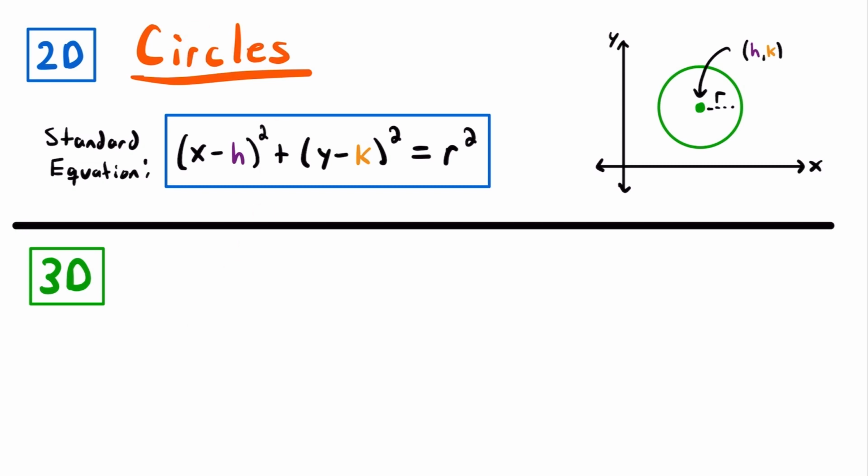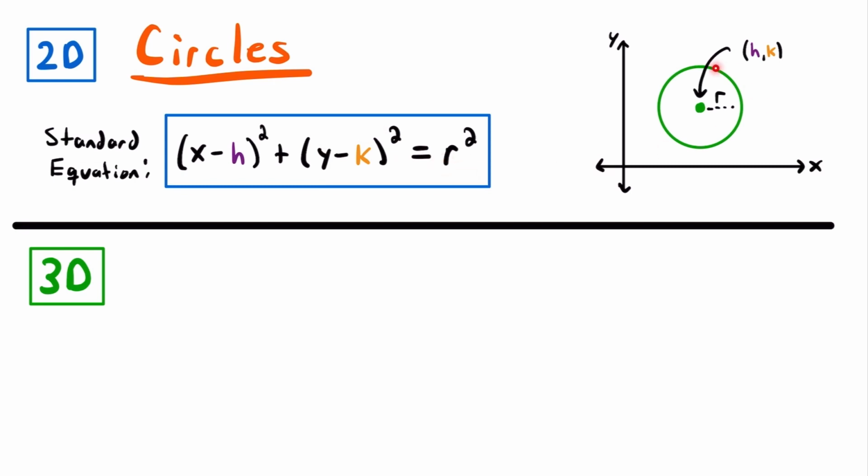All right, so just as a refresher, the standard equation for circles in the 2D coordinate system looks like this. We have x minus the x coordinate of the center of the circle, and that's squared, plus y minus the y coordinate of the center of the circle, and that's squared, and it's equal to the radius squared.